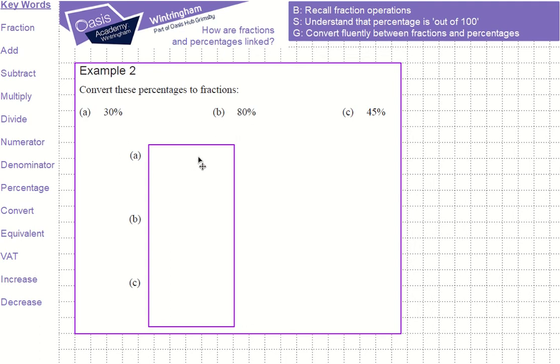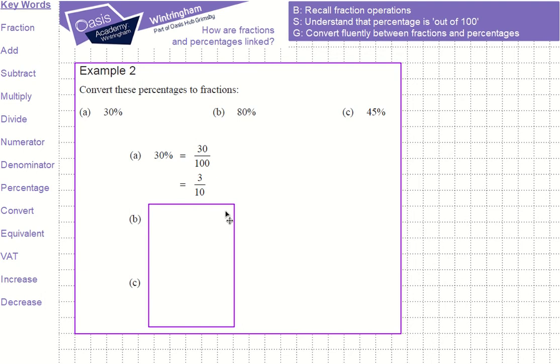Write down the first one, question A, 30%. And what we're going to do this time, instead of multiply by 100, is divide by 100. So remember, the fraction line means divide, and we can just write our percentage 30 over 100, which means 30 divided by 100. And we can simplify that as well. 30 over 100 simplifies down to 3 over 10, because both of these numbers have a factor of 10, and we can divide by 10 on both of those.